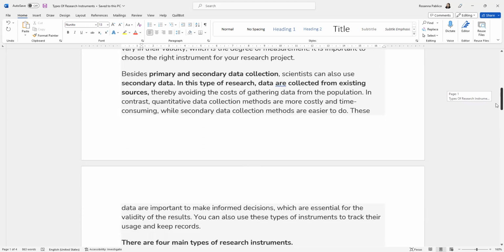Meron namang primary wherein ikaw mismo, the researcher mismo ang magagather ng kanyang data.